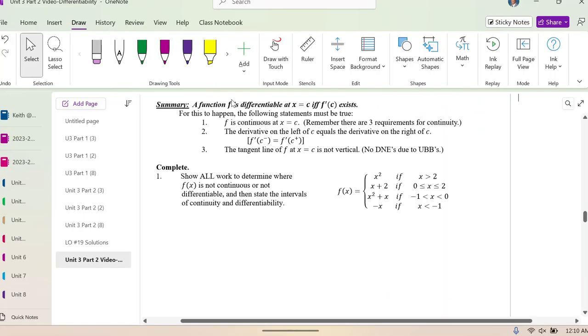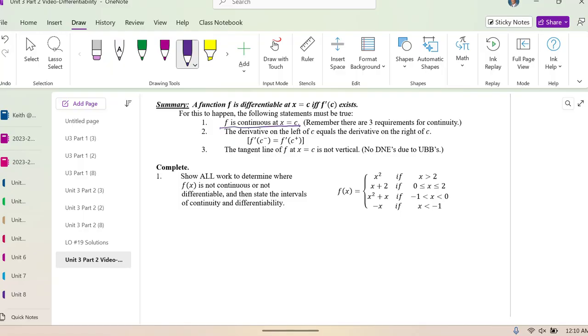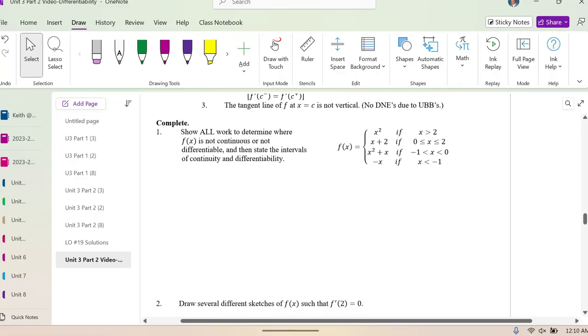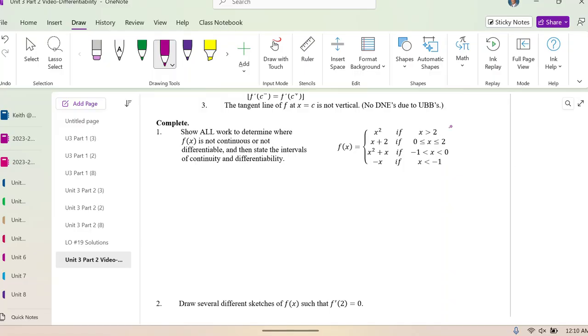So here it says, in order for a function to be differentiable at x equals c, f prime of c exists. For this to happen, the following statements must be true. F must be continuous at c. The derivative from the left must equal the derivative from the right, and the tangent line must not be vertical. So here, notice, in order to tell if it's continuous, remember you look at the changing point. There are 3 changing points here, -1, 0, and 2. So first we're going to determine if it's continuous.